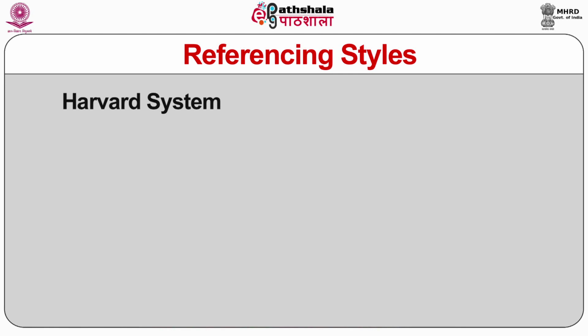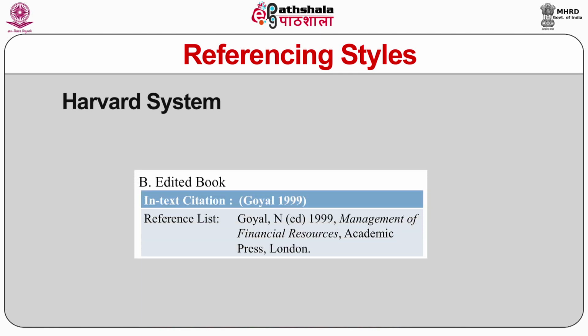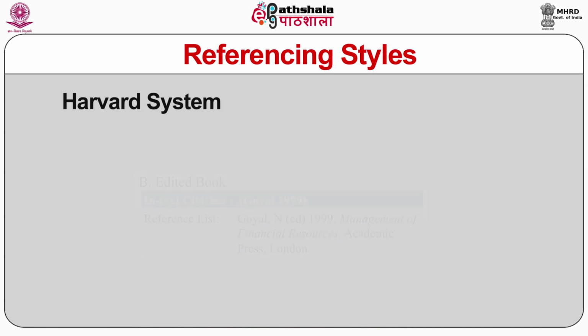In case you are referring to an edited book, the in-text citation will be within brackets Goel 1999, and in the references it will be Goel, N, within brackets the edition, then the year 1999, then the title Management of Financial Resources, the Academic Press, London.